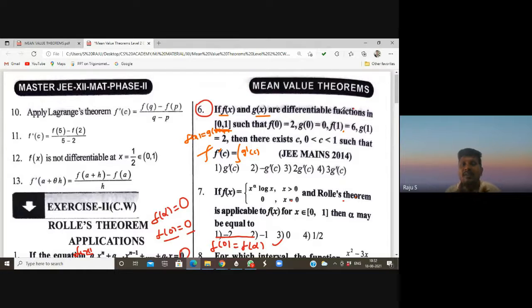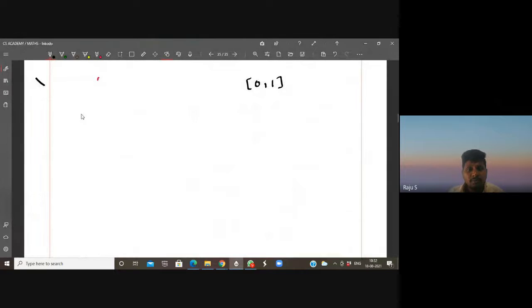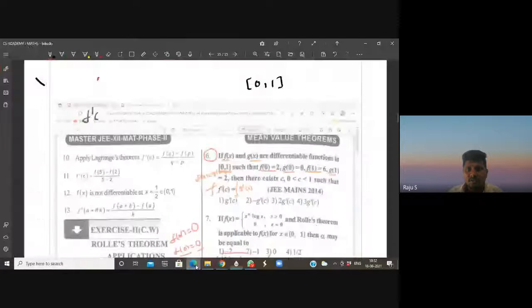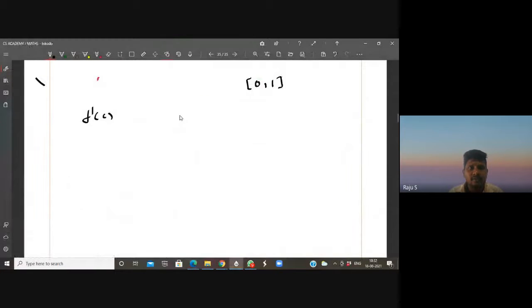What is the f of x value? We don't know. What is the g of x value? We don't know. But f of 0 is given, f of 1 is given, g of 0 is given, g of 1 is given. With the help of these, I'm going to form the function. What they're asking is what is f dash of c, where c belongs to the open interval 0 to 1.